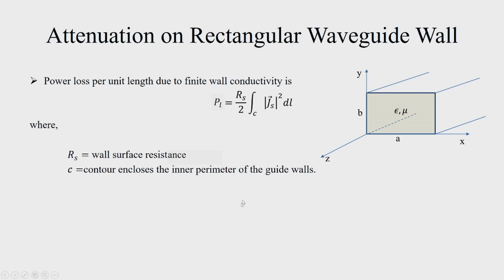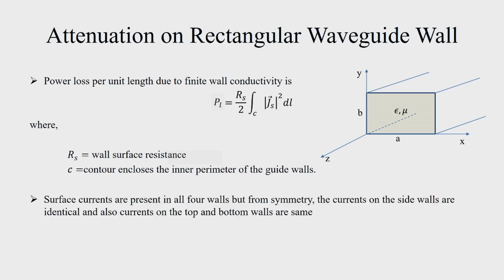Now, once we are able to find Js, we can evaluate this integral and this will give us the power loss per unit length, and from there we can find the attenuation constant. Now, the surface currents will be present on all 4 walls, but from symmetry the currents on the side walls will be identical, and similarly the currents on the top and bottom walls will have the same magnitude.